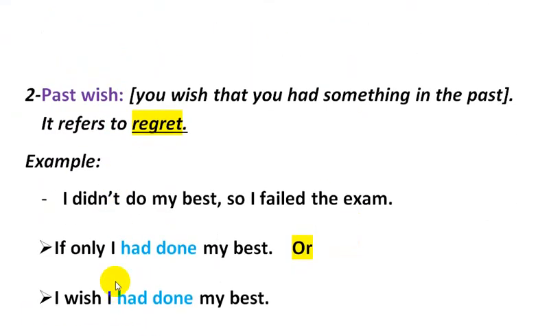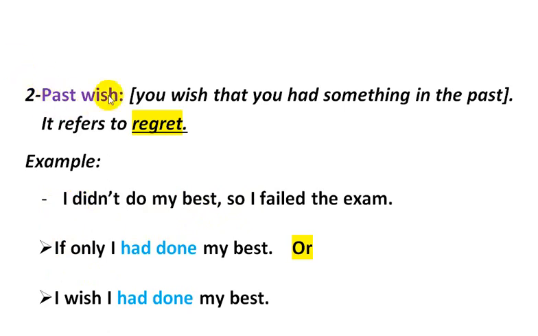For the past wish, you wish that you had something in the past. It also expresses or refers to something that you regret, kind of. I have an example here. It says, I did not do my best, so I failed the exam. Why did I fail the exam? Because I did not do my best. I did not prepare well. So I'd like to use the words if only or wish, as you can see here in this example. What do you regret here? What's the problem? You say I wish, or if only I had done my best.